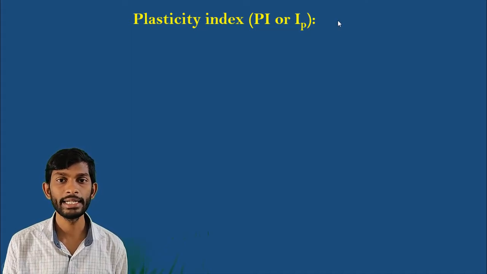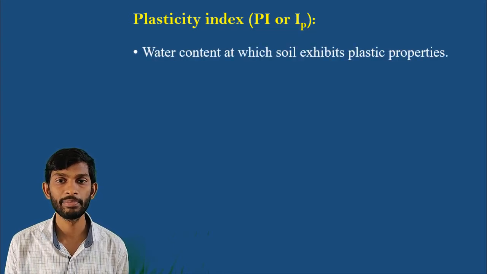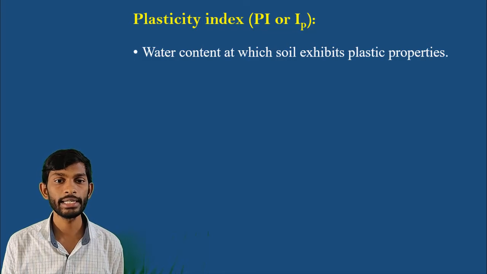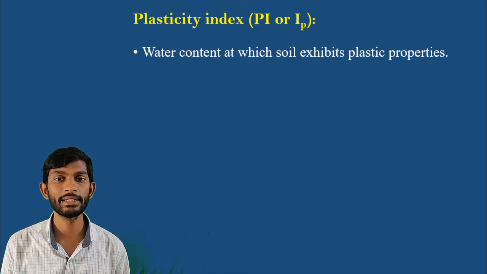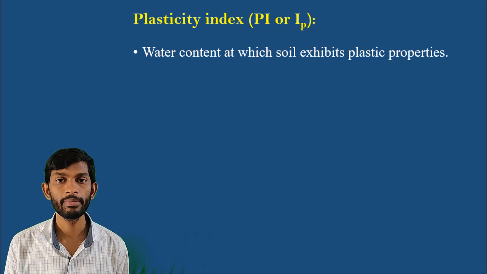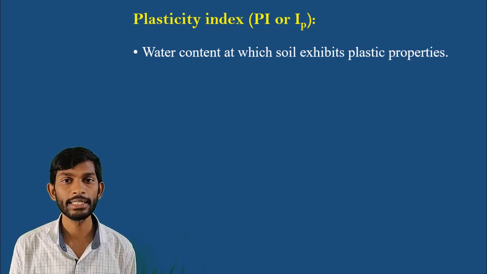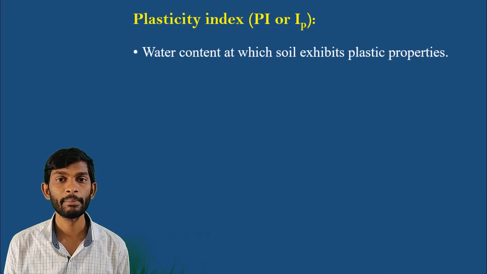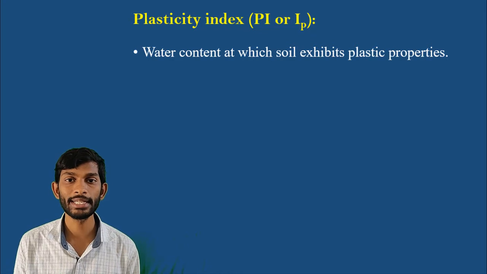So the plasticity index can be defined as PI or I suffix P. Remember, we know about plasticity. Now what is this plasticity index? It is the water content at which soil exhibits plastic properties. So remember, it is the water content. Plasticity index is the water content at which soil exhibits plasticity characteristics. What are these plasticity properties?